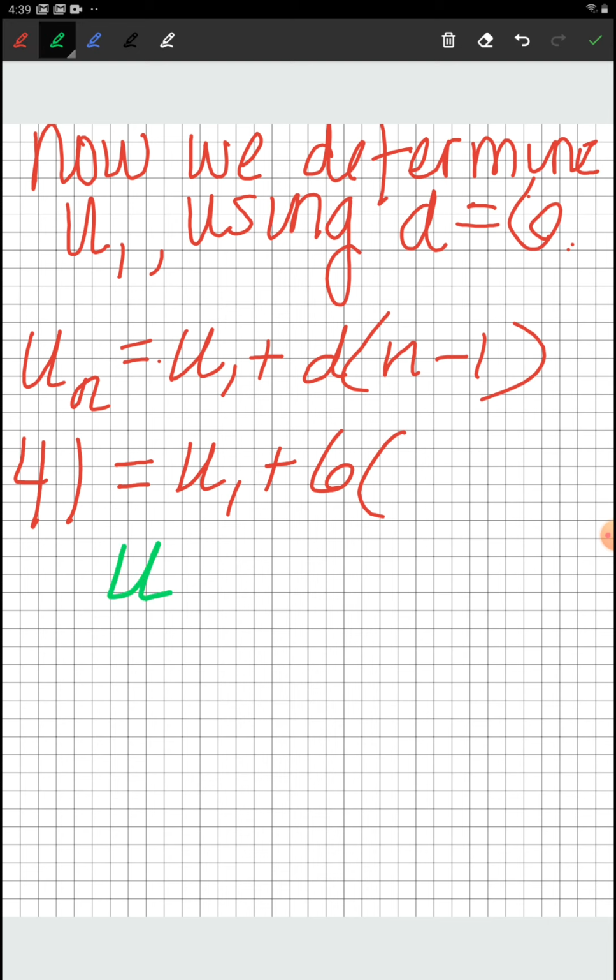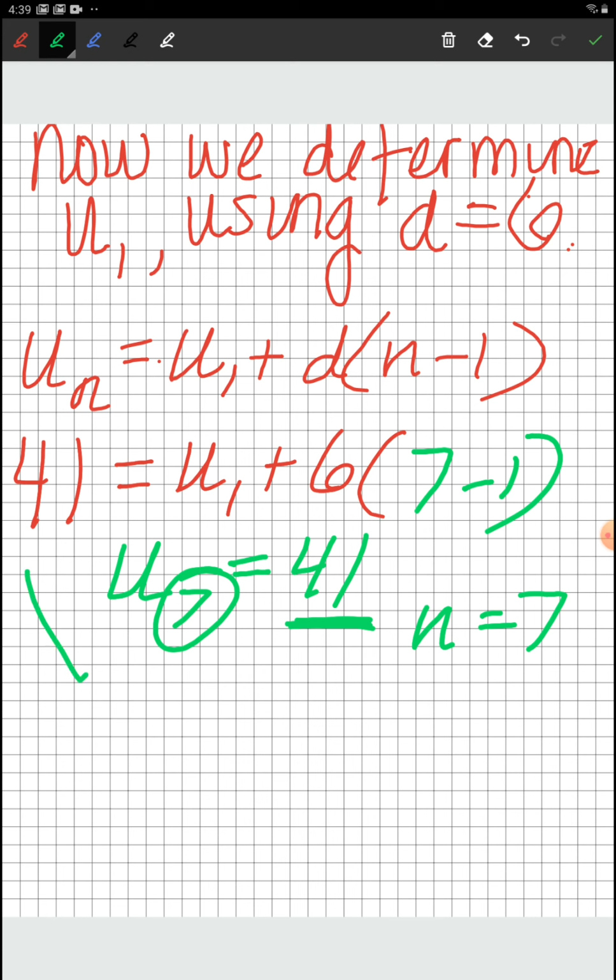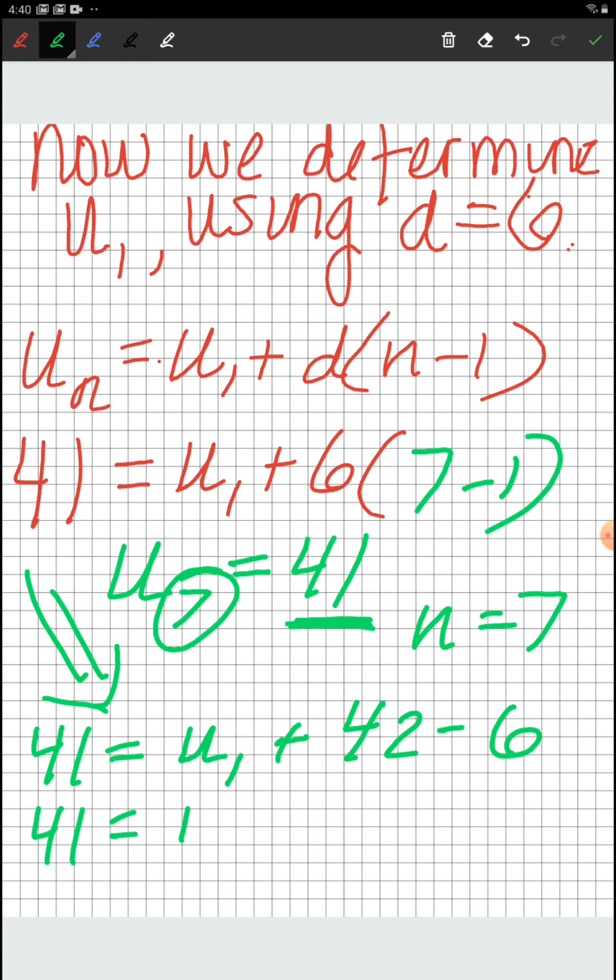So if you recall, this is our original piece of information. The 7th term is 41. And now we determined what the difference was. And so n minus 1 is 7 minus 1, so n is 7. So 41 equals u1 plus 6 times 6, which is 36. So then subtract 36 on both sides. u1 equals 5.